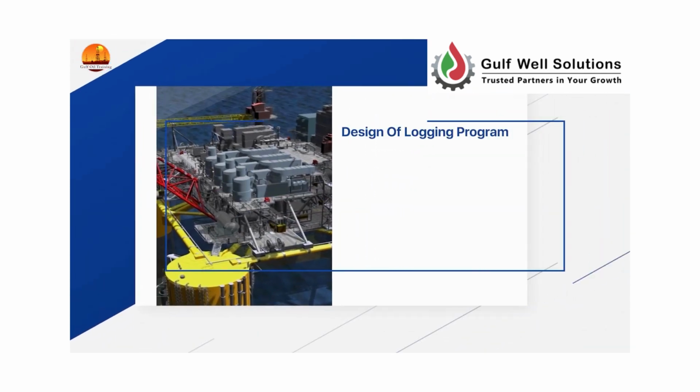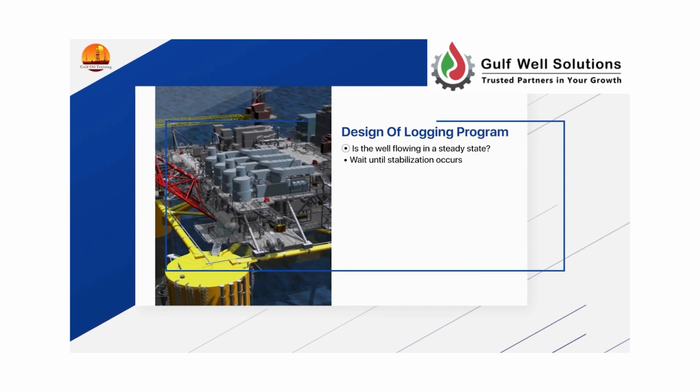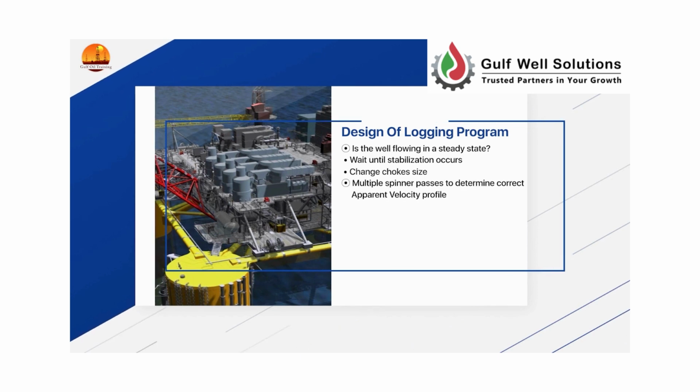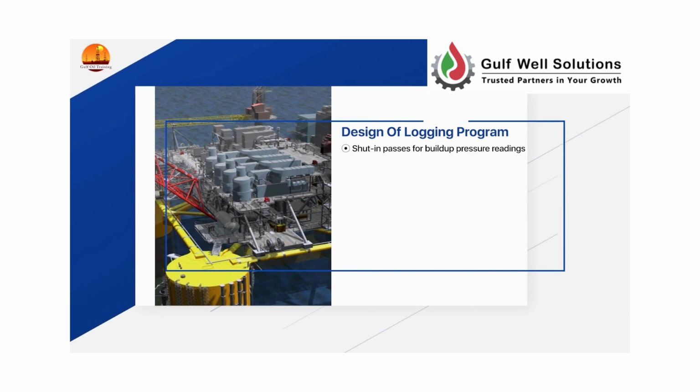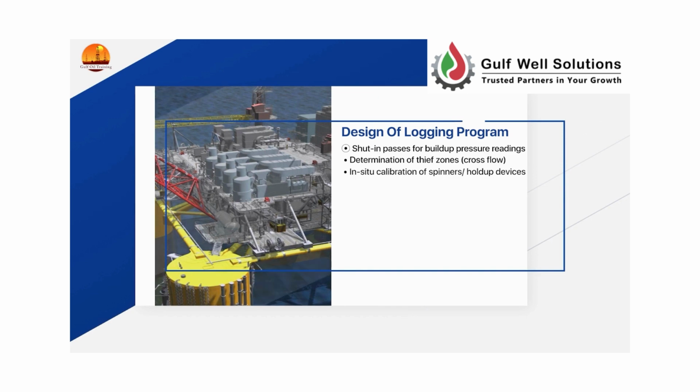Design of logging program. Is the well flowing in a steady state? Wait until stabilization occurs. Change choke size. Multiple spinner passes to determine the correct apparent velocity profile: 30, 60, 90, 120 up and down. Stationary measurements to confirm flowmeter, holdup or temperature, and pressure readings. Shut-in passes for build-up pressure readings. Determination of thief zones and cross-flow. In situ calibration of spinners and hold-up devices.